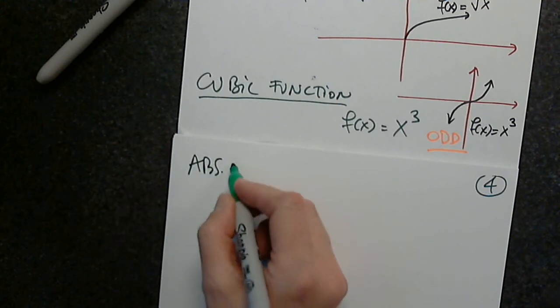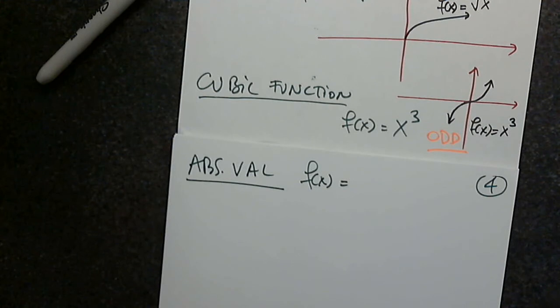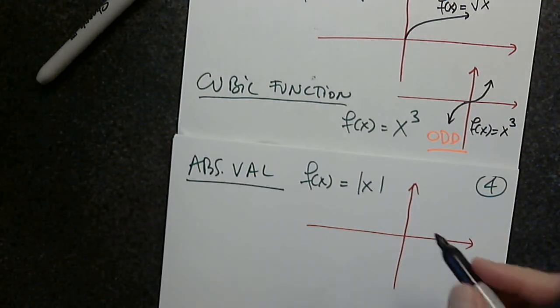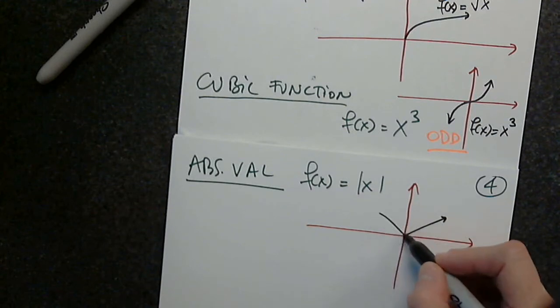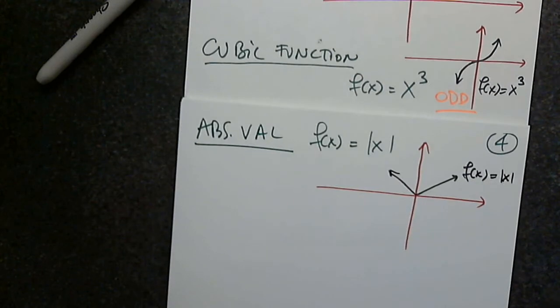Absolute value. Can anyone give us the simplest possible absolute value function? Of course, thank you. Here it is. It's like a V function. It's like a V. So is it odd, even, or none of the above? It is even.